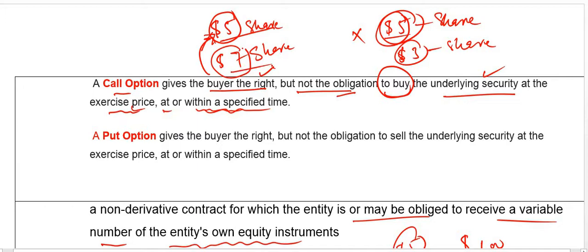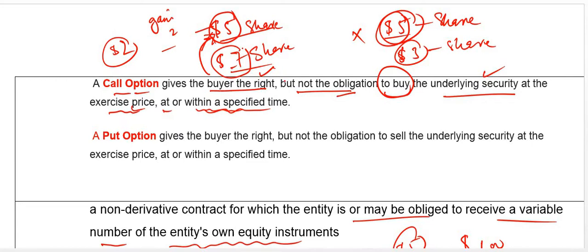So here, the condition is potentially favorable for you. If you purchase this at $7 in the market, you will definitely lose $2. And if you purchase using this call option, you will gain $2. So here you have a condition which is favorable to you, I mean you have the right to purchase when that's on your side. If it is not on your side, then you should not go for the purchase.